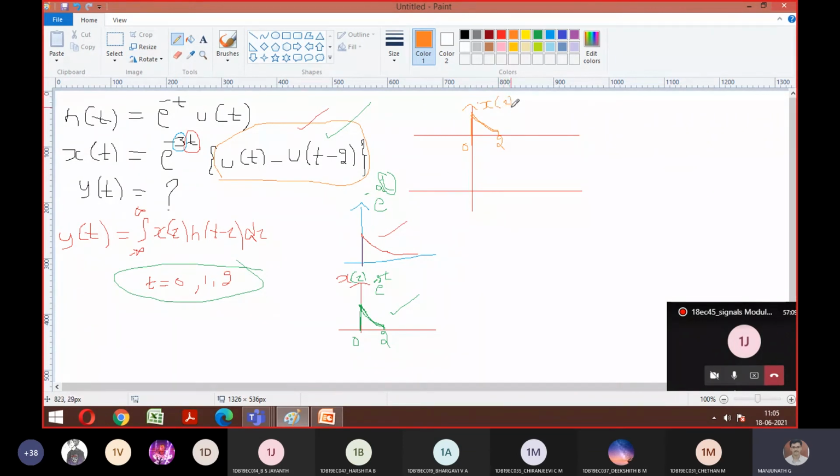Similarly, just now we got the answer for what? h of t minus tau, sorry, h of tau, not t minus tau. So h of tau, how does it look? Maximum here, then it's going towards infinity since it is multiplied with u of t. So this is my h of tau. Is that okay to everyone till here? Am I clear till here to everyone?